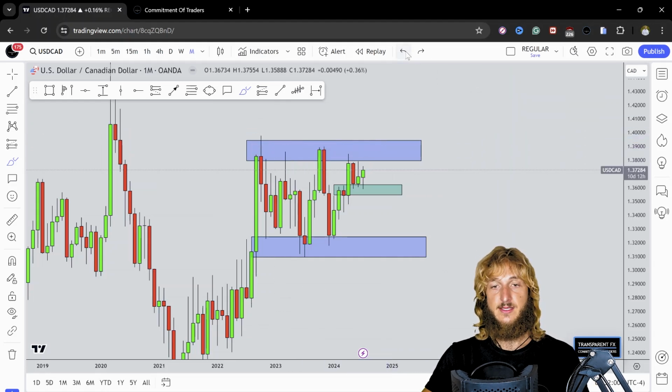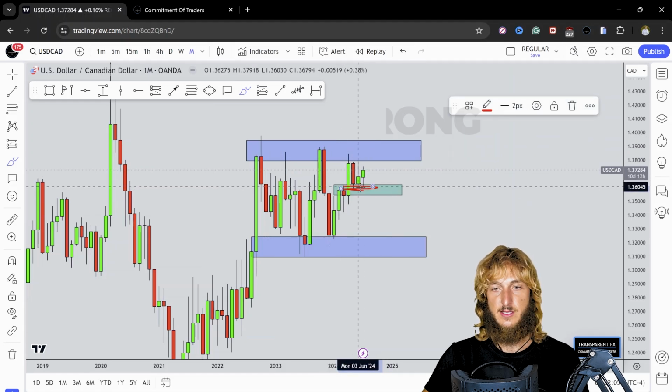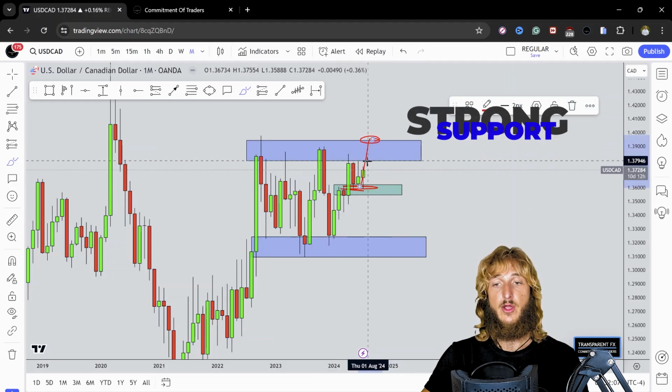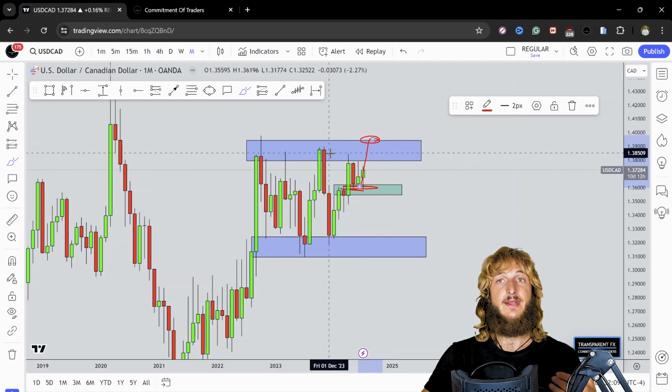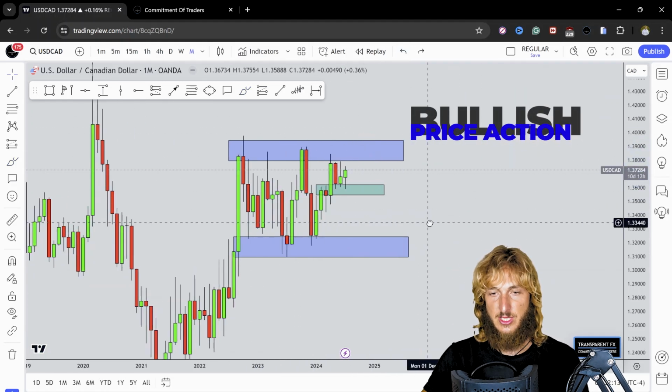And that is why, since it is also rejecting this intermediate level of previous resistance turned support, there is, in my opinion, a good probability that this market might want to go and test the high of the range, therefore create more bullish price action away from this level.